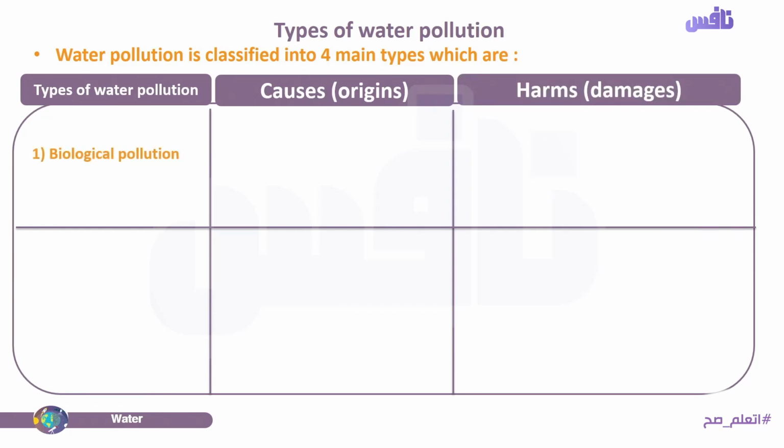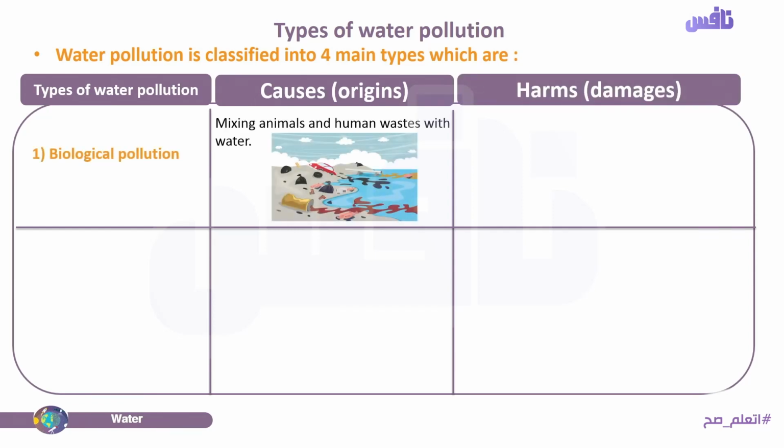Number 1, biological pollution. Causes of biological pollution: mixing animals and human wastes with water. طيب ايه هي نوع biological pollution او التلوث البيولوجي؟ النتيجة ايه؟ نتيجة mixing animals and human wastes، نتيجة اختلاط الفضلات او البقايا بتاعة الانيمالز والهيومن مع المية.